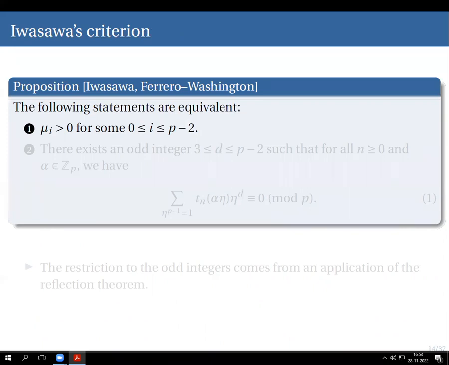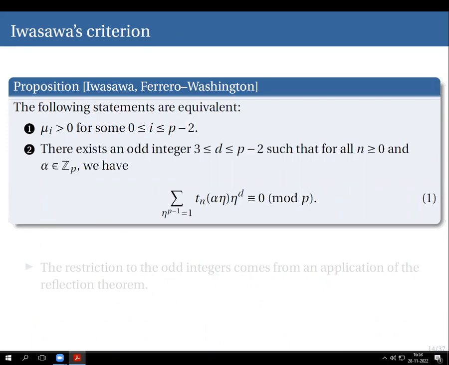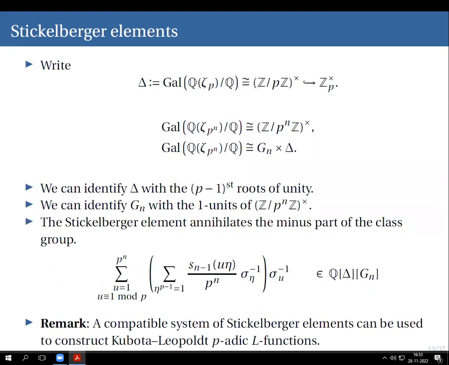So I want to ask myself, when is mu positive? But they had this very specific criterion using the Stickelberger element. If you go back to the specific form of the Stickelberger element, I wrote it as a sum as a varies in (Z mod p^n Z) cross. But (Z mod p^n Z) cross can be written as some elements in this Delta, which is the (p minus 1)st roots of unity, and some elements in this G_n. When you break it up that way, it's a little more complicated, but if you follow your notes, the partial sums that I wrote down in the previous slide come up in the expansion.